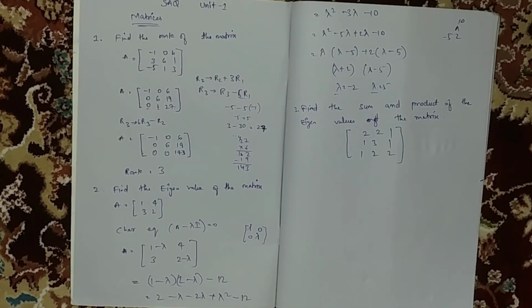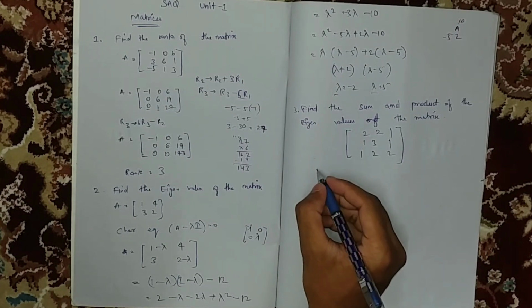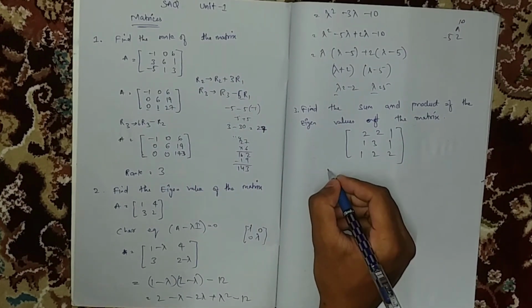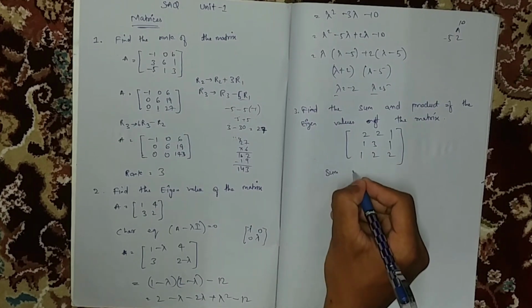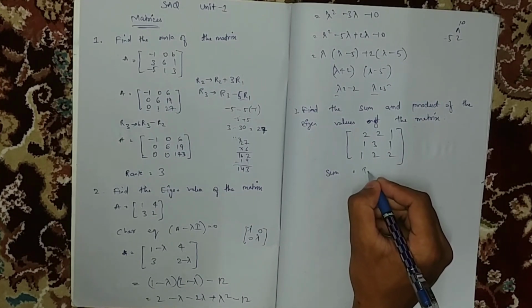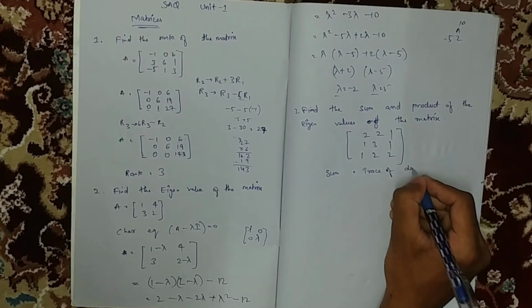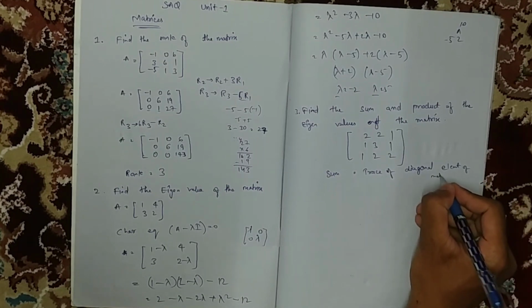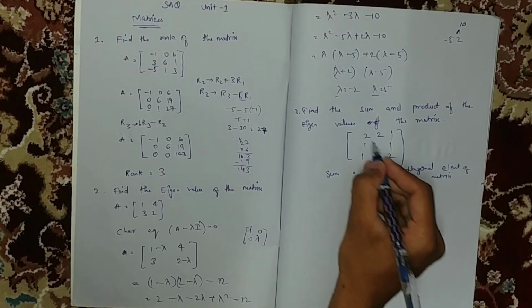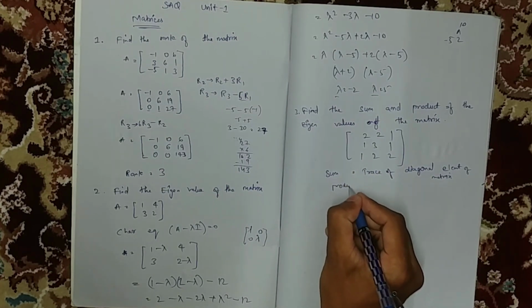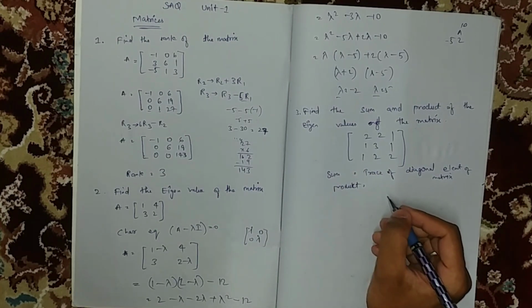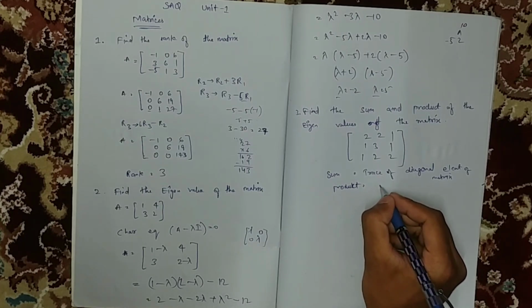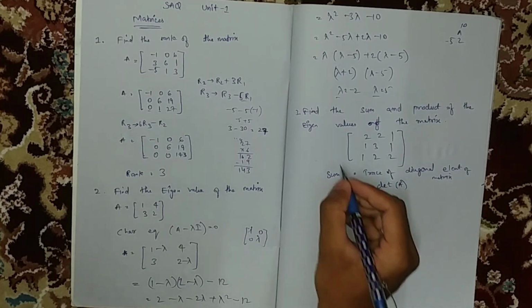Third question is find the sum and the product of the eigenvalues of the matrix, as the matrix is given as 2 2 1, 1 3 1 and 1 2 2. So the sum of the eigenvalues has the property that the sum is equal to the trace, the sum of the diagonal elements of the matrix. Diagonal elements means these are the diagonal elements. Product of the eigenvalues is equal to the determinant of the matrix, as we will consider it as A.